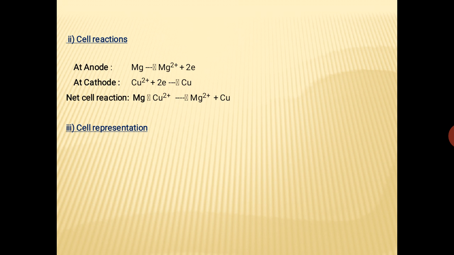Next is the cell representation. The anode is written first. To represent the cell: anode, then salt bridge, then cathode. So the anode is our magnesium electrode, Mg bar Mg2+ in brackets 0.01 molar. They have specified the concentration. Then Cu2+ in brackets 0.1 molar, its concentration, bar Cu. This is our cell representation.